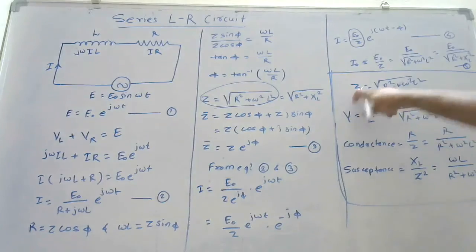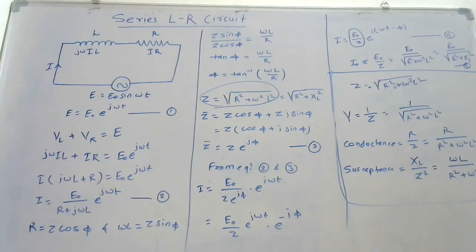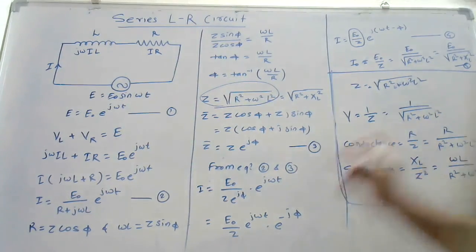This represents the inductance of the given circuit. Y represents the admittance. Then after conductance, then after susceptance, we have to find out the given LR circuit.